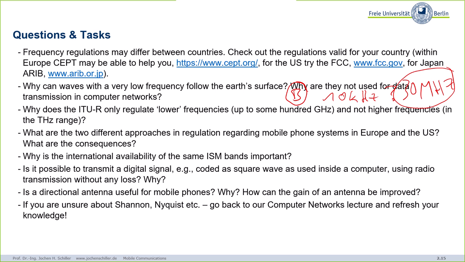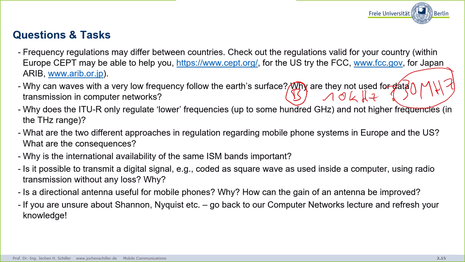Wireless LAN is, well, rather a shy protocol. I will explain this in some more detail in a later chapter. Wireless LAN first listens into the medium. If someone else uses the medium, then wireless LAN says, okay, I step back, I wait until the medium is idle. Bluetooth doesn't care. Bluetooth simply uses the medium.